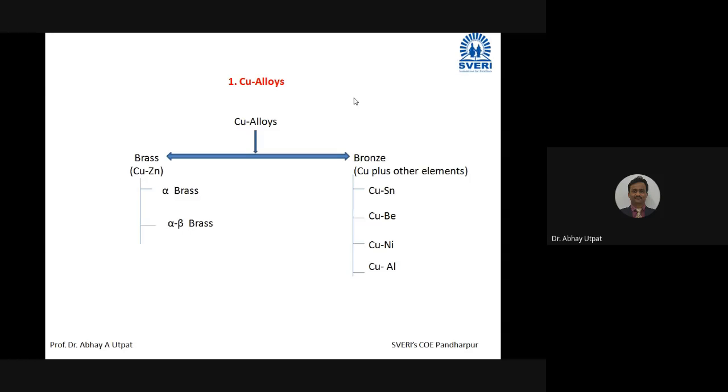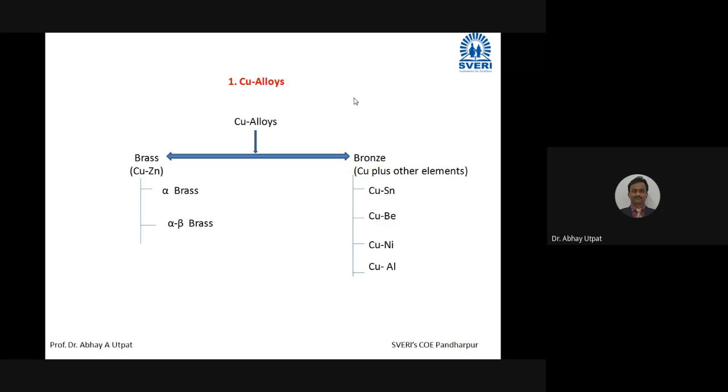Who will tell willingly? Sir, brass means pital. Correct. And bronze means bronze. The medal in the Olympics, that is kansya padak. Yes, correct. Tell the name of the metal. Kansya medal. Okay. Actually, that metal is called kansya. Kansya means bronze. So let me clear for everybody.